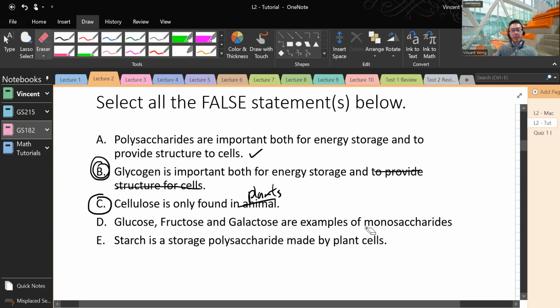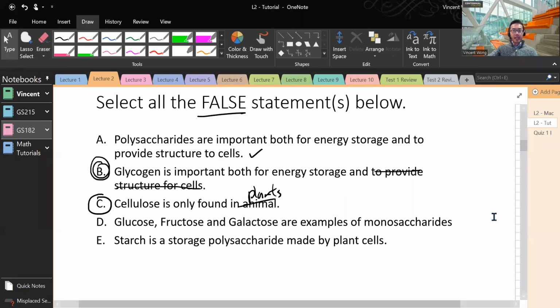Glucose, fructose, and galactose are examples of monosaccharides. We wrote that down before. That is correct. Starch is a storage polysaccharide made by plant cells. That's also correct. So the incorrect statements, the false ones, would be B and C.